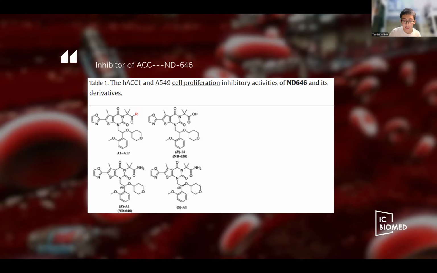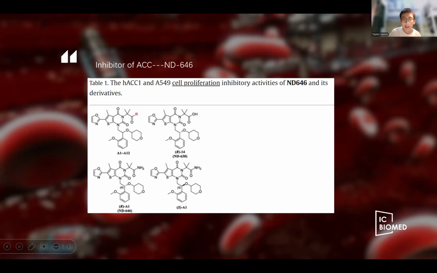ND646 is a highly efficient and selective acetyl-CoA carboxylase allosteric inhibitor that provides a new strategy for cancer treatment by targeting key rate-limiting steps in lipid metabolism. The drug simultaneously inhibits the ACC1 and ACC2 subtypes, blocking the de novo synthesis of fatty acid at the molecular level. This dual effect disrupts the lipid homeostasis of cancer cells, inhibiting their proliferation and survival ability.